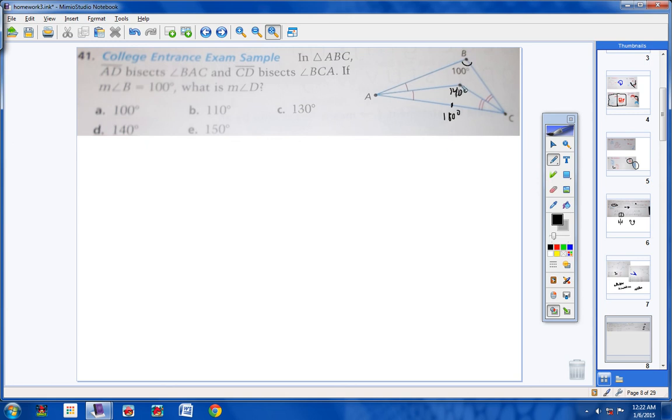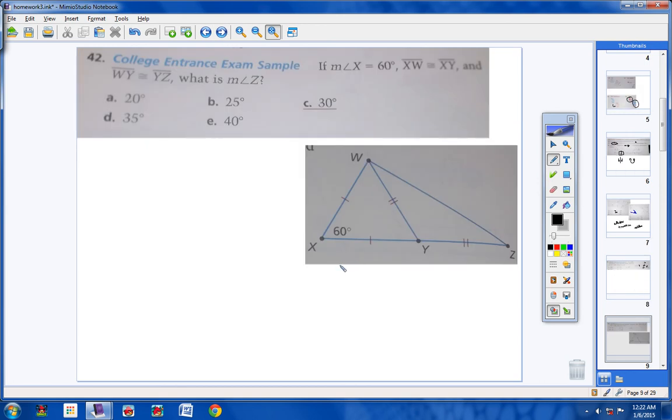And I know this is the midpoint because this angle here is congruent to this angle here, and this angle here is congruent to this angle over here. Okay? Hope that makes sense. Moving on to the last problem. This one's really, really easy.